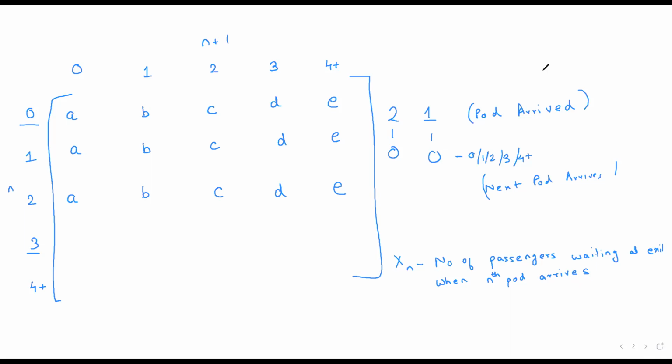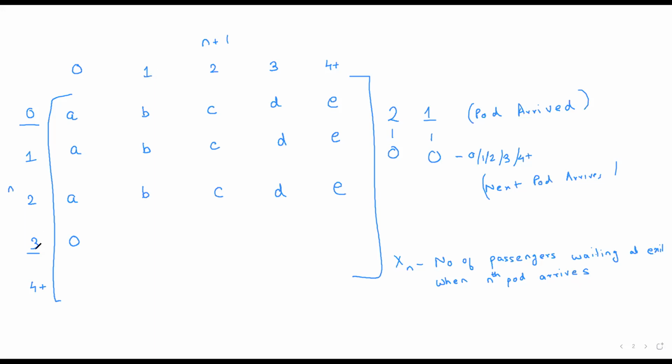Coming back to the question, so three passengers are there. When the pod comes, three of them are there. The pod takes away two. We are left with one. Now it is not possible that when the next pod arrives, there would be zero passengers waiting, because one passenger was already there from the last time. So this will be zero.